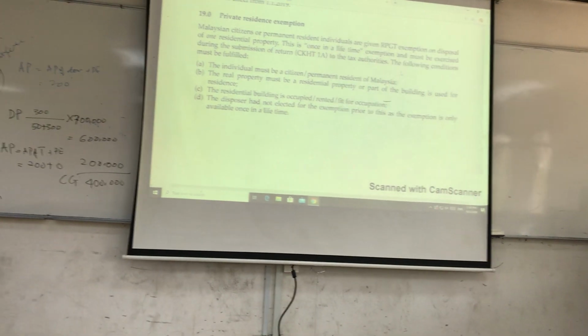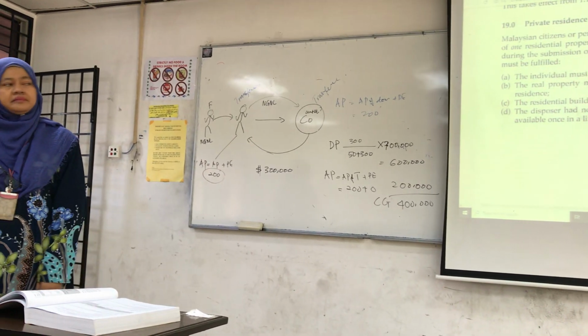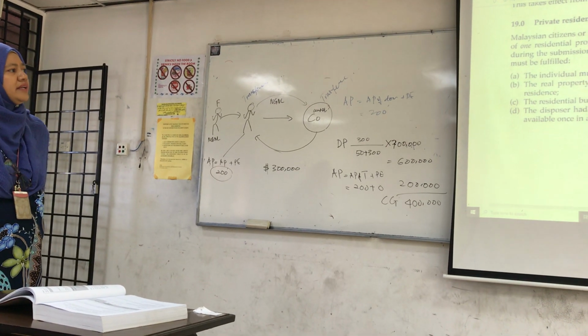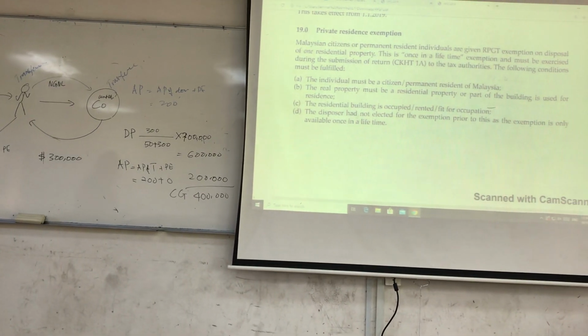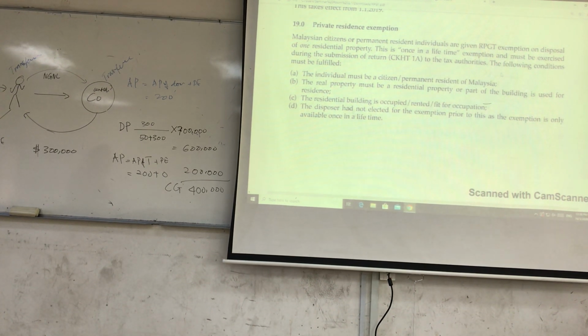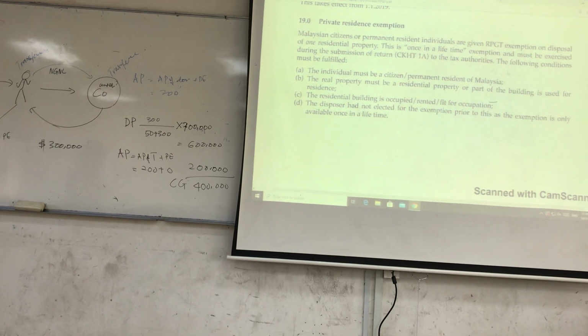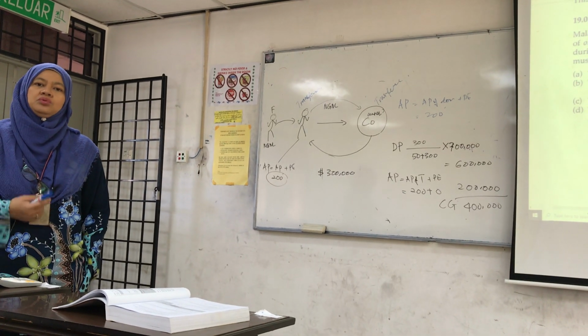The one with the highest chargeable gain, go for exemption. But the law says that the following conditions must be fulfilled. The individual must be a citizen or permanent resident of Malaysia. It must be a residential property, so commercial is not allowed, or part of the building is used for residence. The residential building is occupied or rented or fit for occupation, and the disposer had not elected for the exemption prior to this, as the exemption is only available once in a lifetime. So when choosing, you have to really consider which one will give you the highest chargeable gain, that you may want to go for exemption.